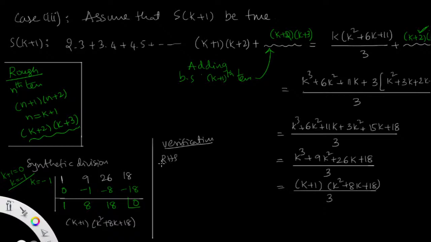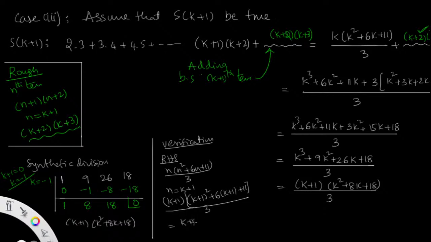RHS, that is n square into n square plus 6n plus 11 by 3. Put n equal to k plus 1. So that is k plus 1 into (k plus 1) whole square plus 6 into (k plus 1) plus 11, divided by 3. That is k plus 1 into k square plus 2k plus 1 plus 6k plus 6 plus 11, divided by 3.